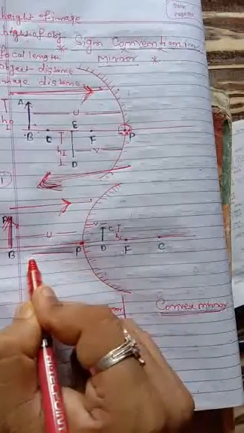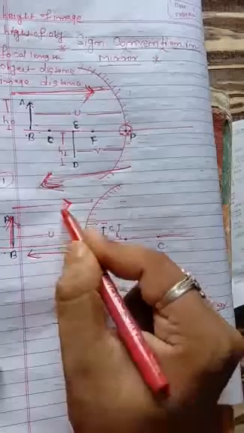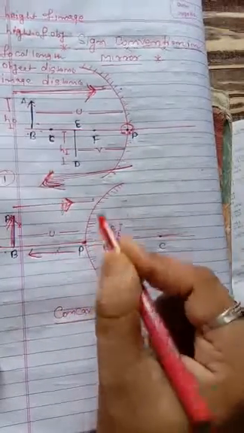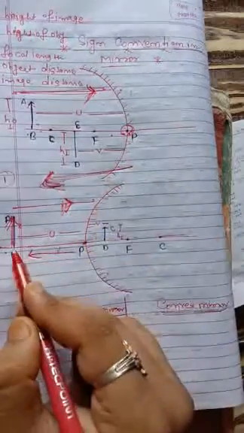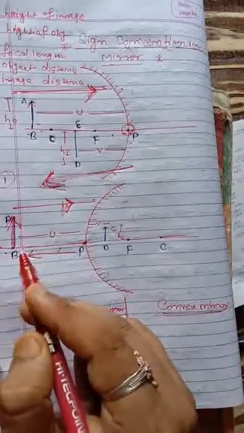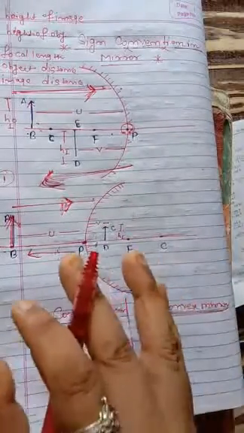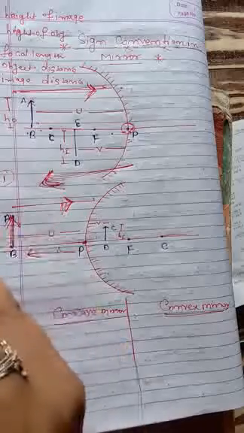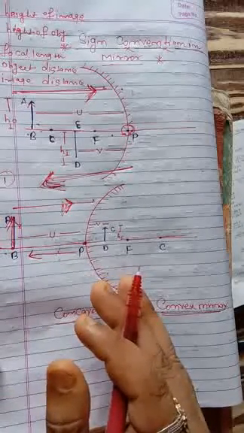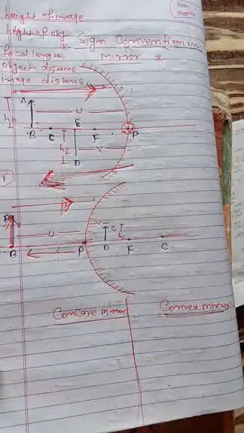So suppose we measure the distance of the object, again we see that these two directions are opposite to each other. So in that condition, whether it is convex or concave, the object is always placed in front of the mirror, so the object distance is always negative, whether it is concave or convex, because its distance is always in the opposite direction of the incident ray. So this is the first rule of the sign convention.